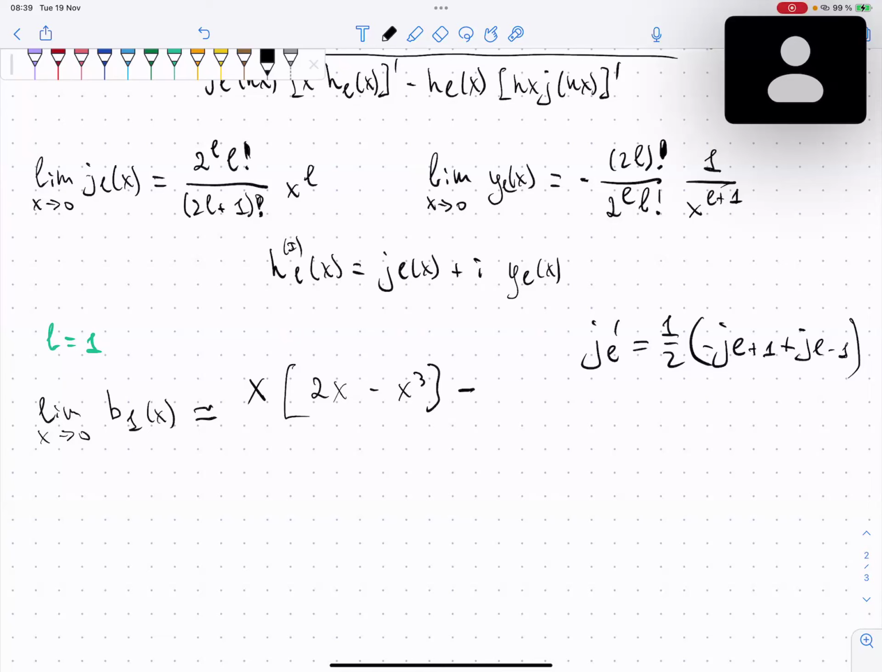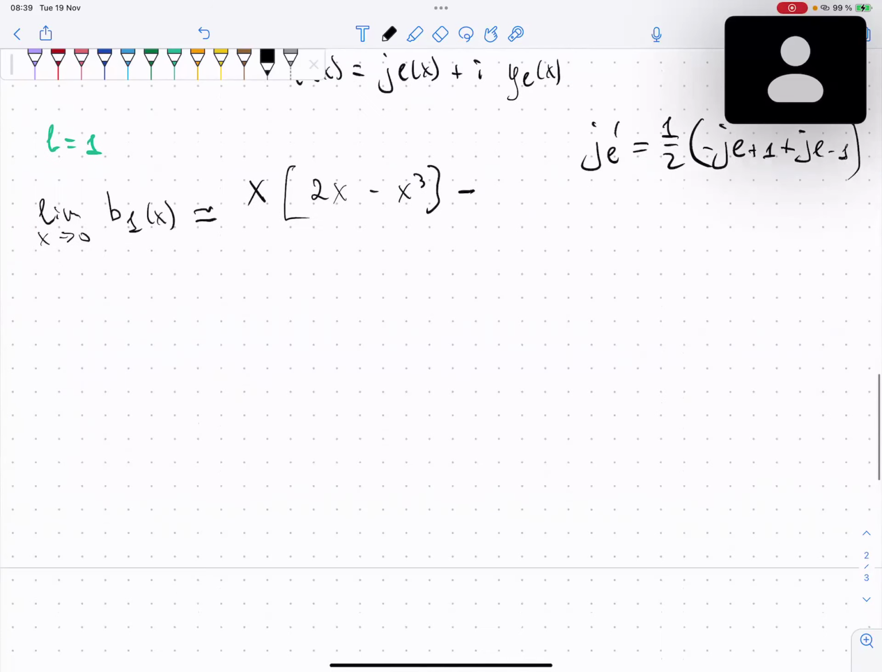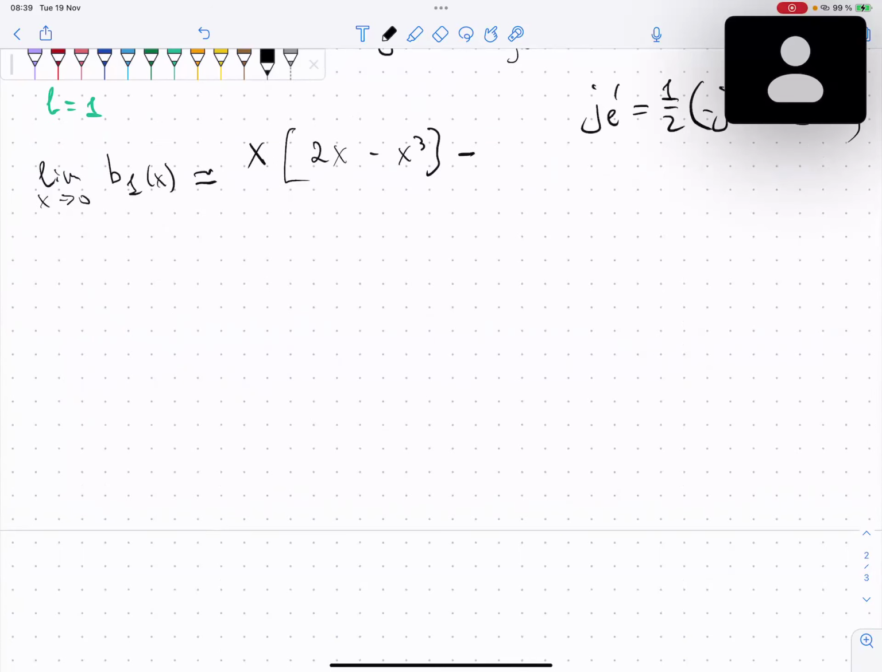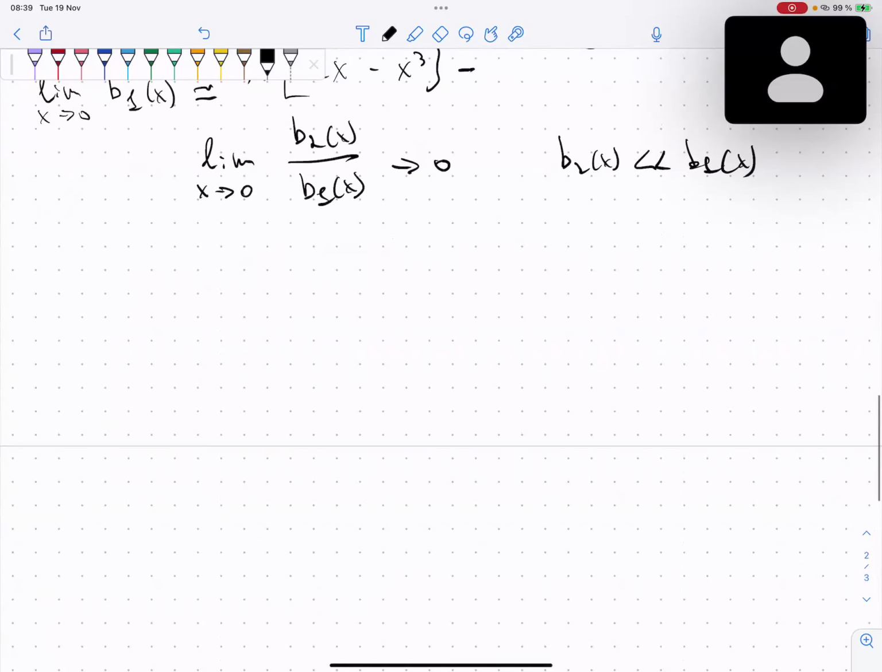So for example, if I plot the scattering cross section to you, basically what I was trying to show is that in the limit x equals 0, b2 of x divided by b1 of x goes to 0, because b2 of x will be much smaller than b1 of x.